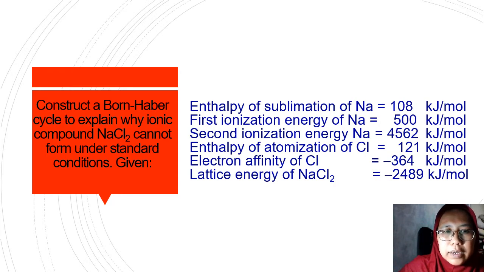Construct a Born-Haber cycle to explain why the ionic compound NaCl2 cannot form under standard conditions, given all the enthalpies that you need. But here I can see that there is no enthalpy of formation. I'm guessing here that we need to calculate the enthalpy of formation. If you can't see it yet, now let's draw the Born-Haber cycle first.